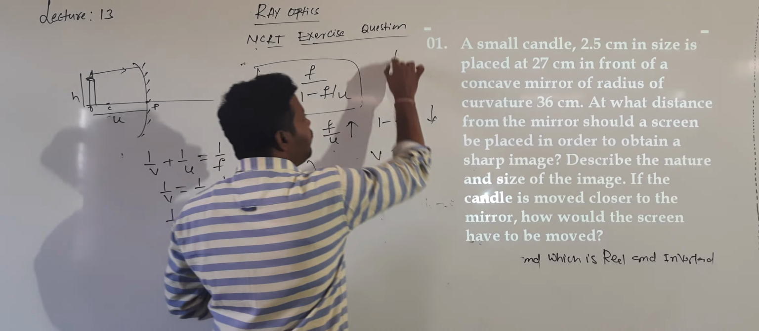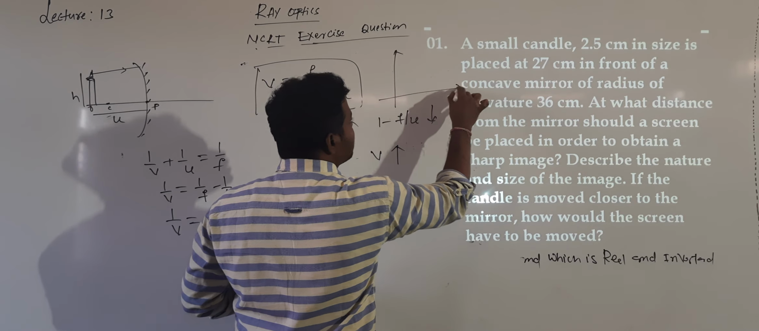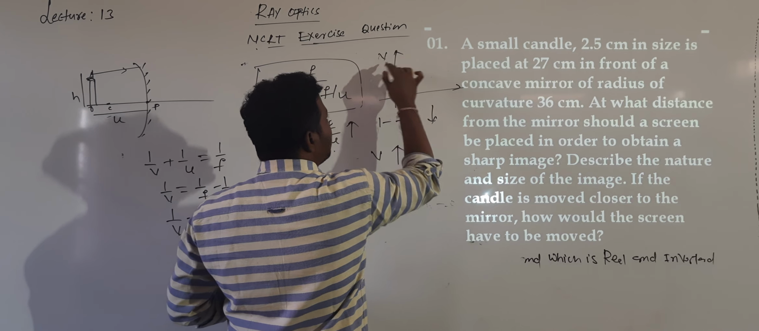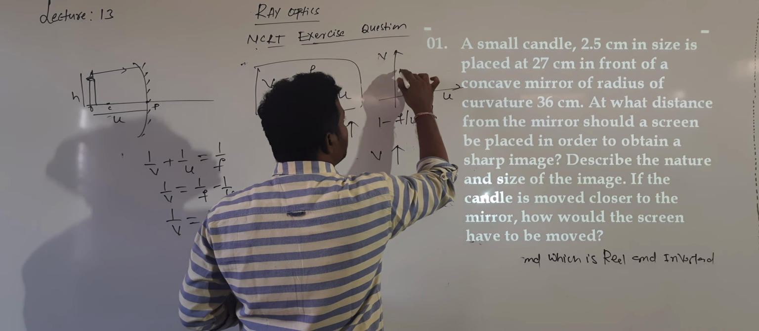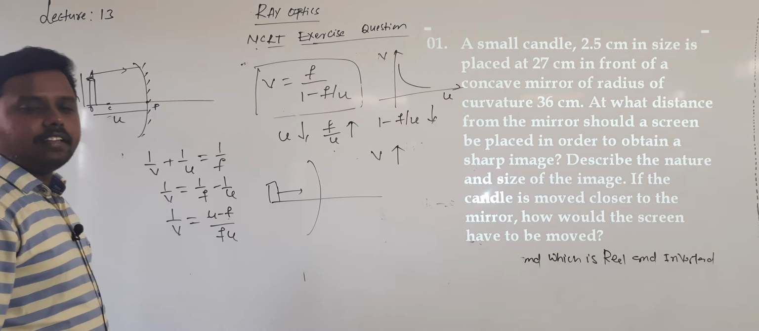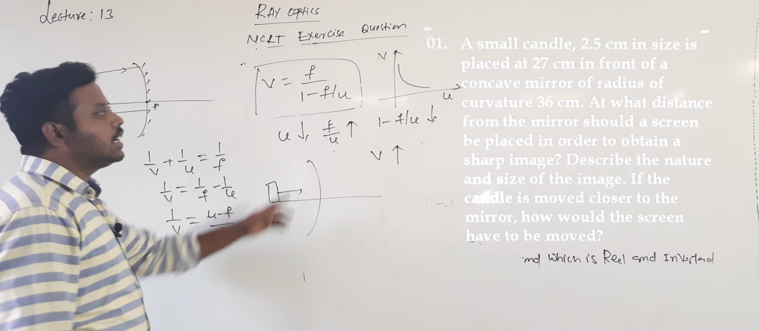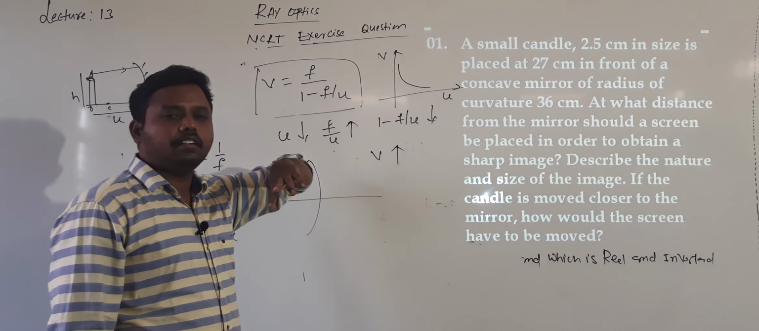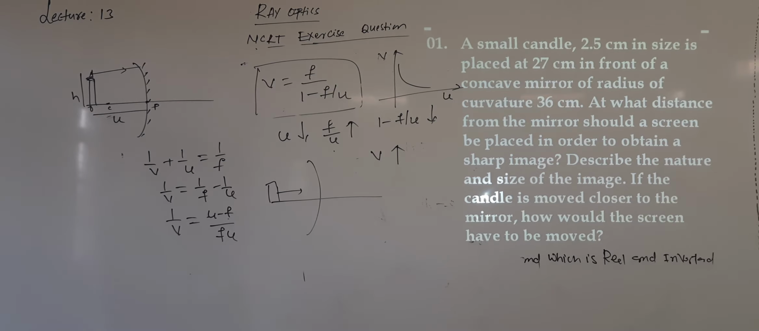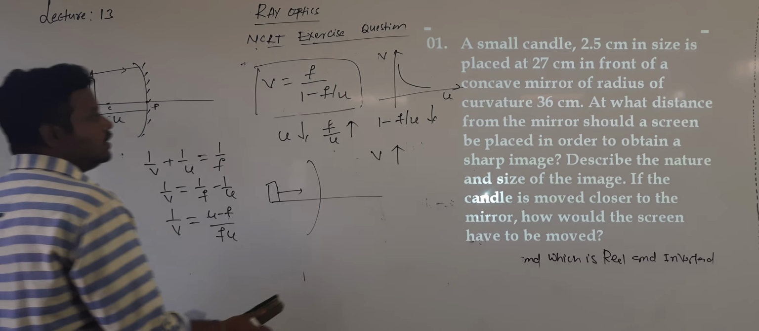That's why if I plot the graph between v and u, with increasing value of u, the v value decreases. In the case of a real object and real image, the graph will be a rectangular hyperbola. Understood? Rectangular hyperbola. Is it okay now? So this is the first question.